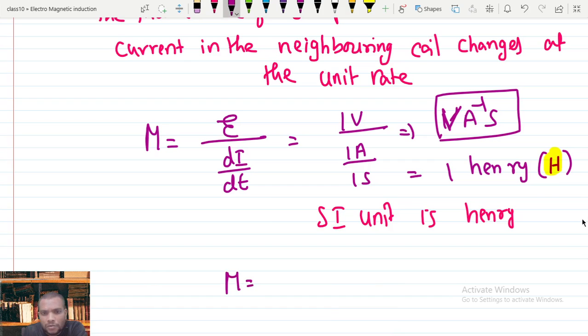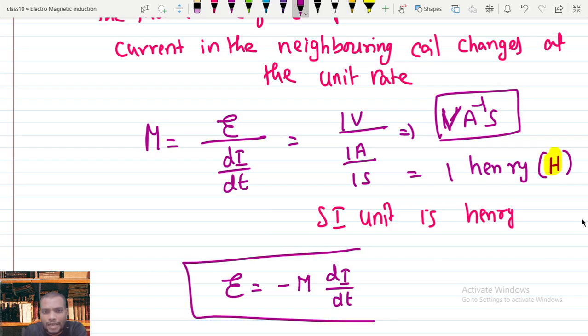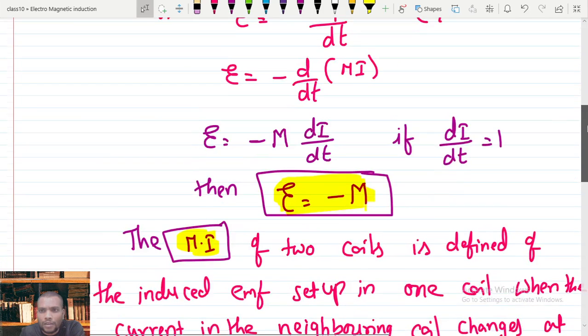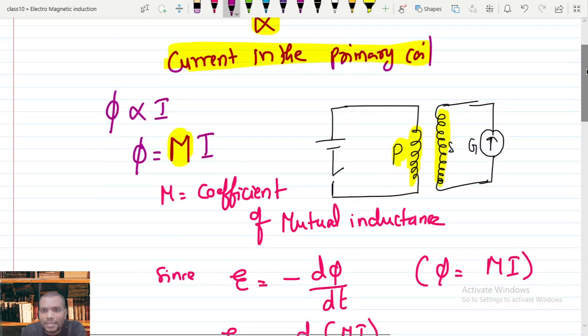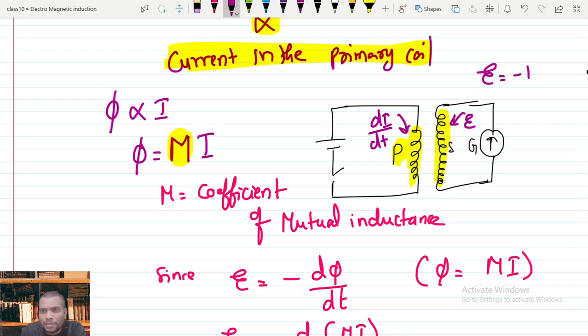So here you have the new formula: EMF E equals negative of M times di by dt. Here M is a new constant which is known as mutual inductance. Mutual inductance comes into action if there is a change in current in one coil, which induces EMF in the other coil. As a relation we can write that EMF E equals the negative of M times di by dt. So M is known as mutual inductance, and its SI unit is Henry.